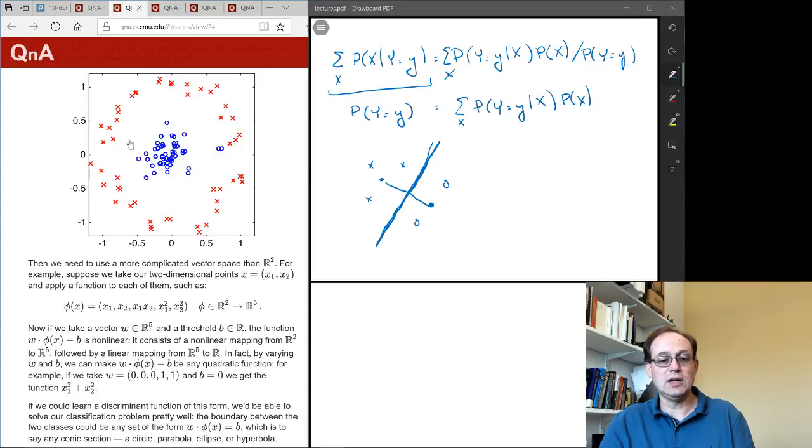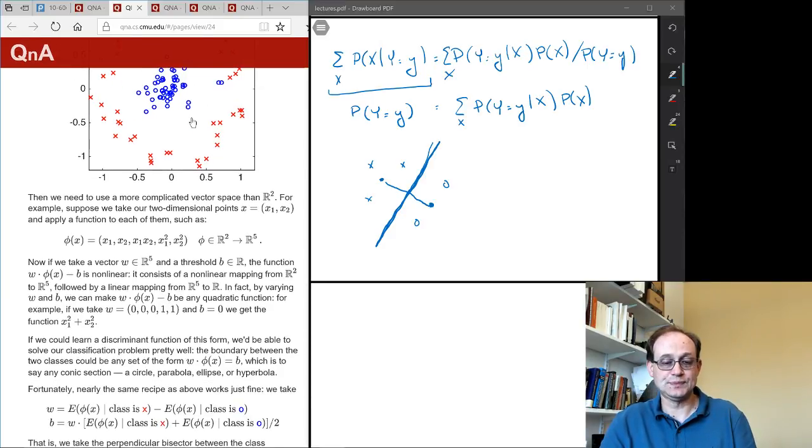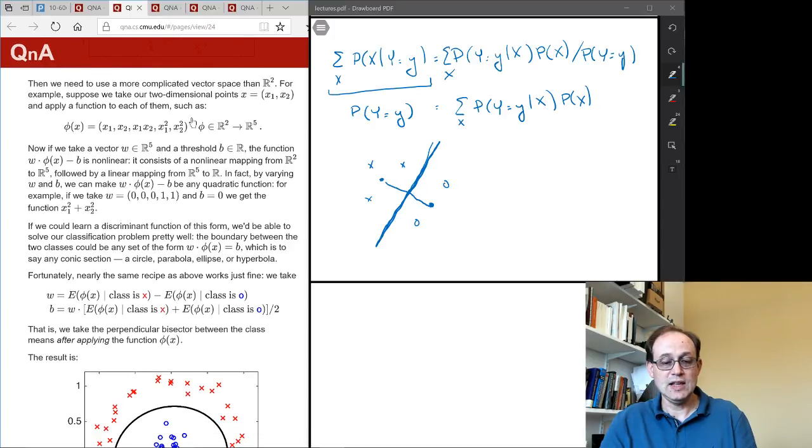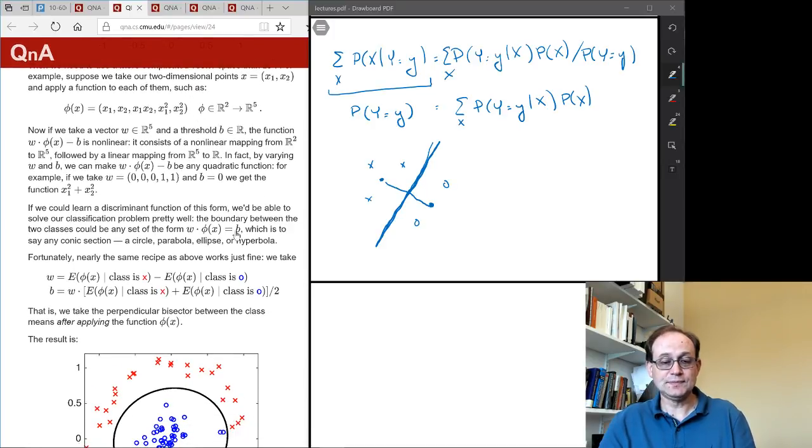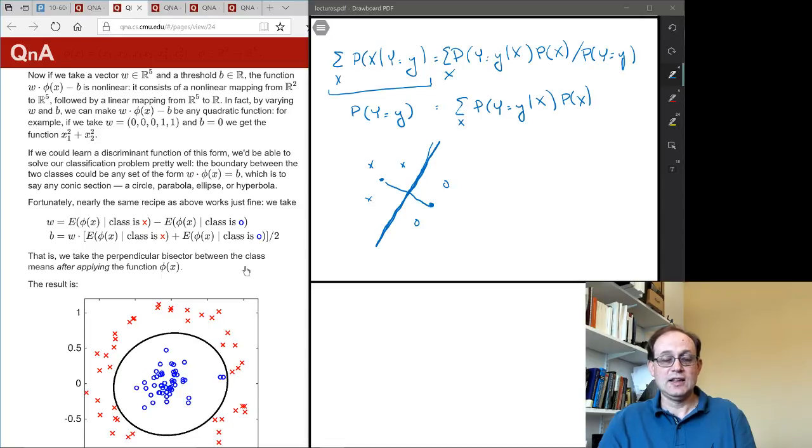Which we could wrap tightly around the blue points and exclude most of the red points. And in fact, almost the exact same recipe as before still works. We can still learn a Fisher discriminant.